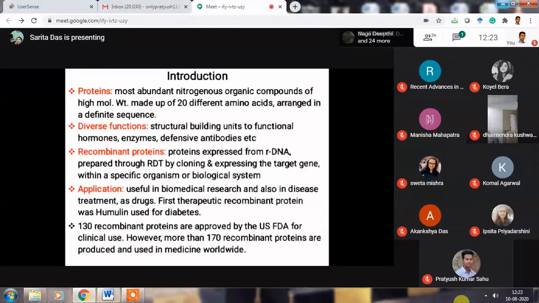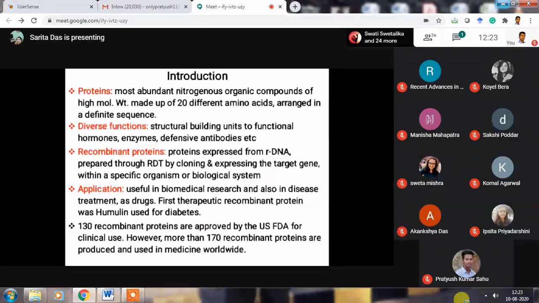Next, the recombinant proteins are expressed from the recombinant DNA prepared through recombinant DNA technology, again in two steps. First, through gene cloning, and then expressing the target gene in a specific biological system. It is useful in different biomedical research and disease treatment as drugs. And the first therapeutic recombinant protein is humulin, which is used for diabetes.